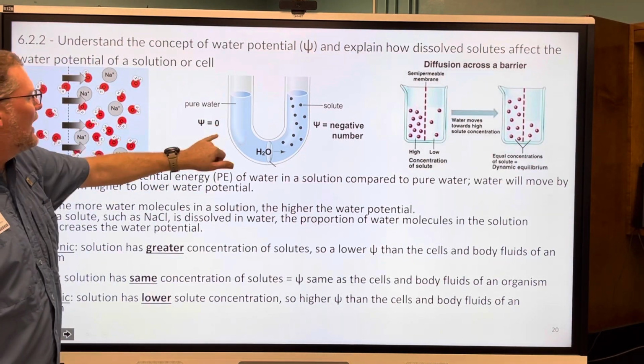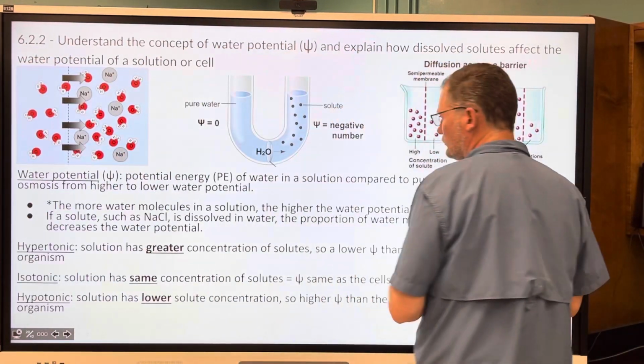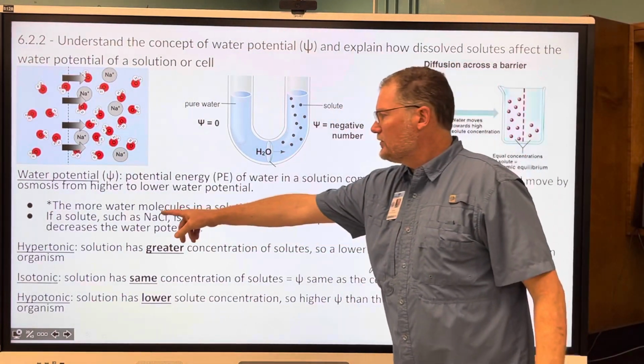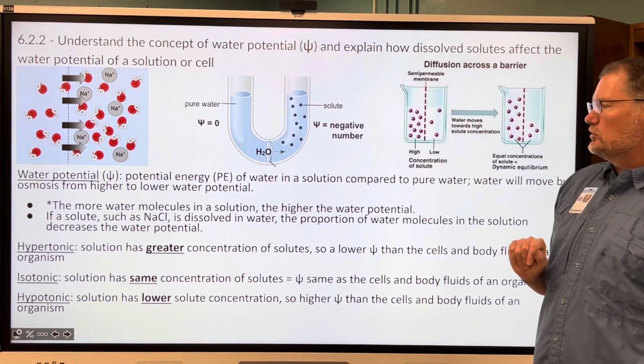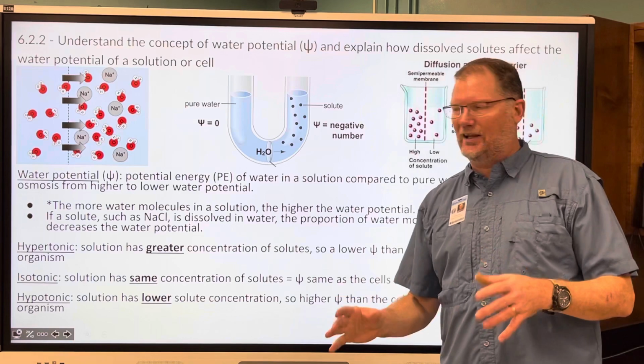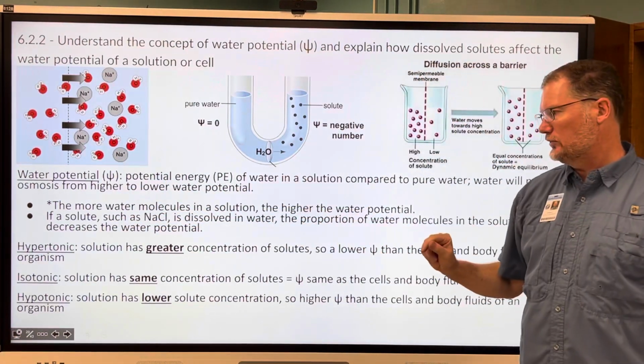Pure water is going to have a value of 0. All right. So if a solute is dissolved in water, the proportion of water molecules in the solution decreases the water potential. That's what I just said. So these are keys to understanding that difference.